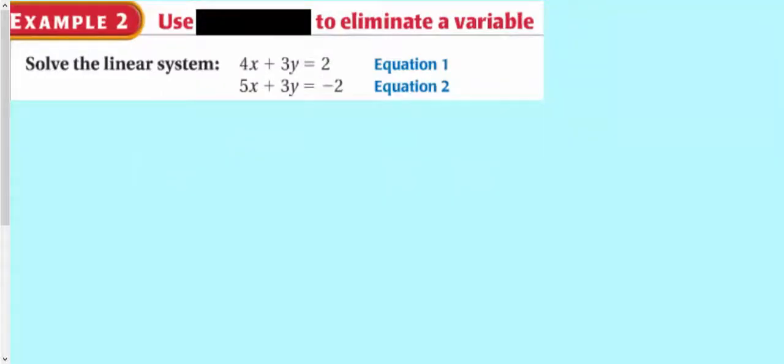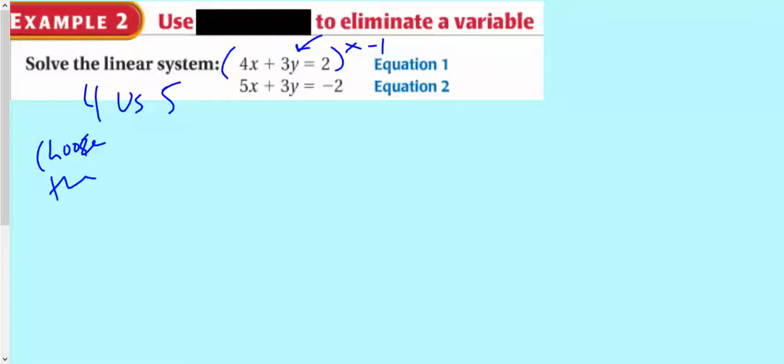Now here, if we take a look at the y's, they're not opposites. So I'm going to multiply one of these equations by negative 1. I always choose the one where, if I look at the other variable, I have 4 versus 5, and I always choose the smaller one. It doesn't matter, but it's going to make it so that you have fewer negative numbers to work with.